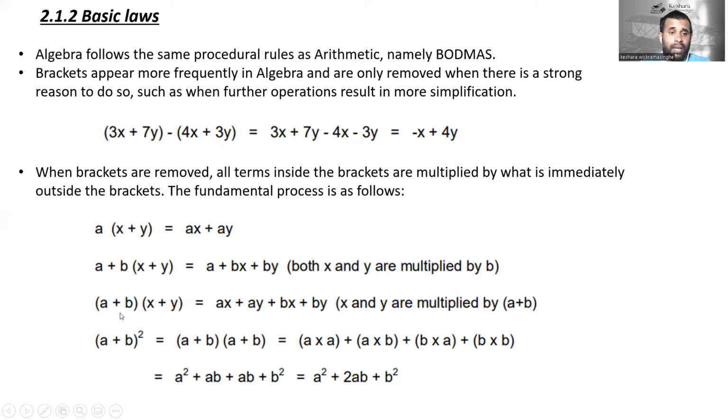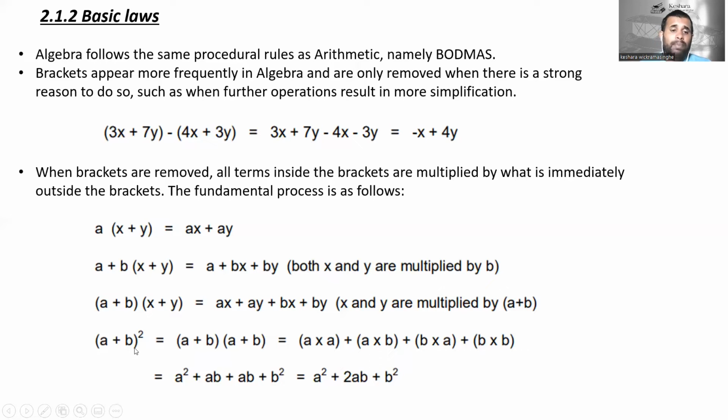So the next one, a plus b and x plus y, so these two are brackets, right? So then we have to multiply x plus y by a plus b. How we multiply: a into x plus a into y plus b into x plus b into y, right? When we simplify these algebraic expressions, this is the way the answer comes. So ax plus ay plus bx plus by, x and y are multiplied by a plus b.